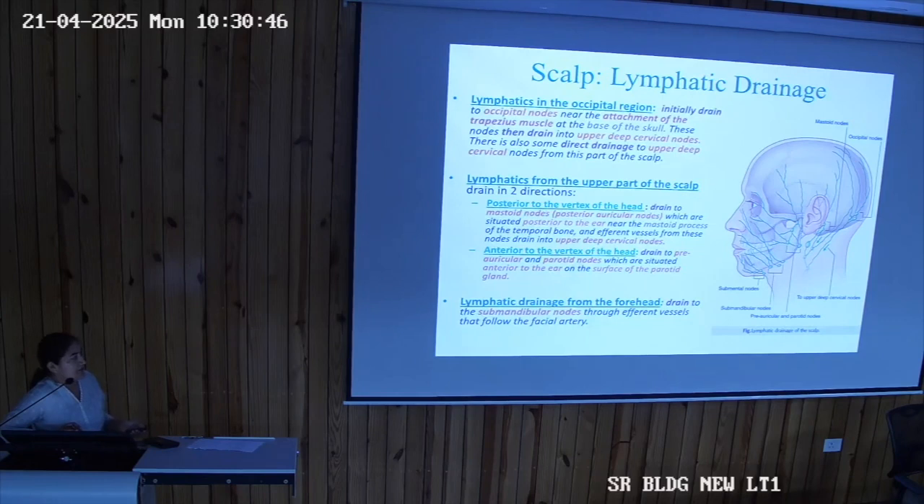Next is the lymphatic drainage from the forehead. From the forehead, it will go to the anterior region, that is the submandibular nodes, as well as the submental nodes. So in this lymphatic drainage, you have to remember occipital nodes and mastoid nodes going to the deep cervical lymph nodes, while anteriorly they reach the submandibular lymph nodes. Right? So that's all in the lecture of the scalp.